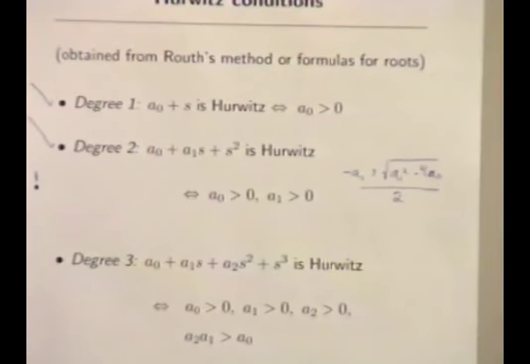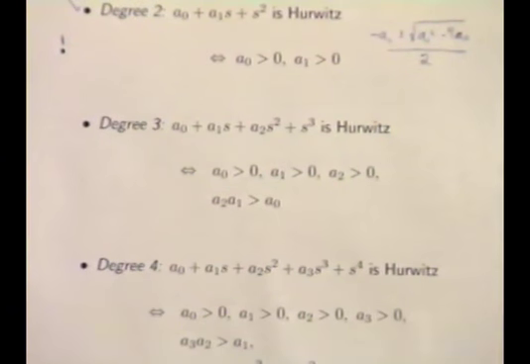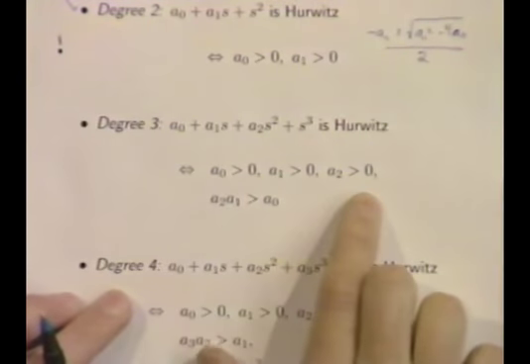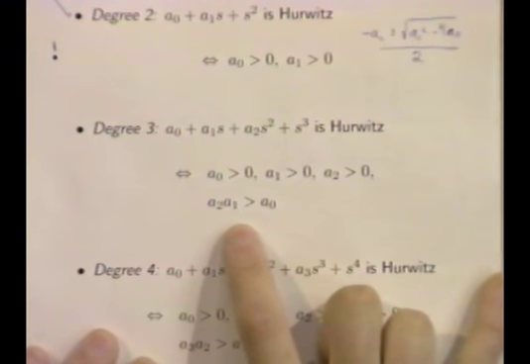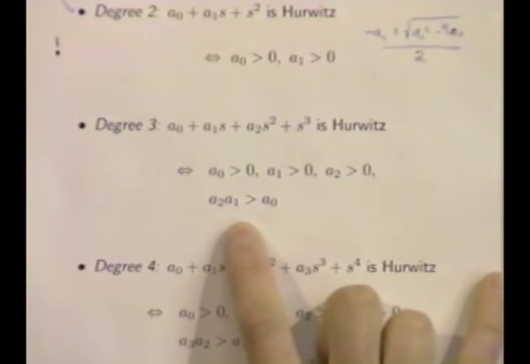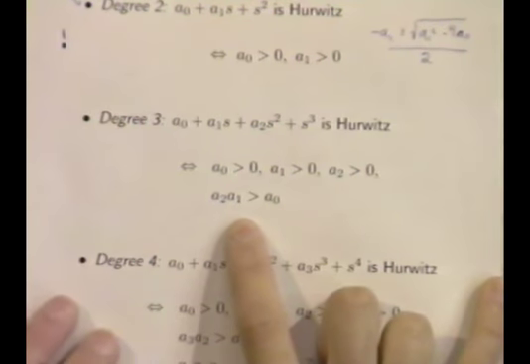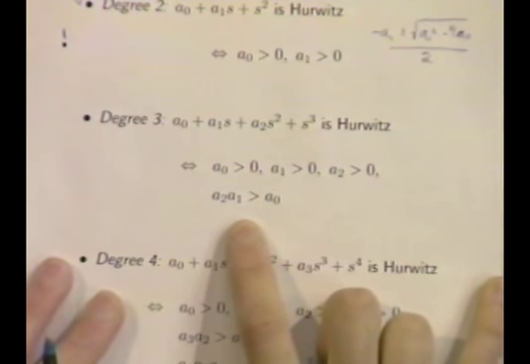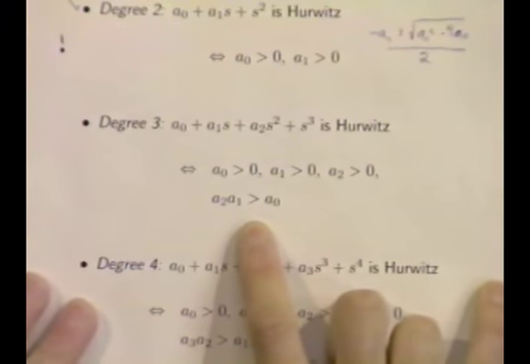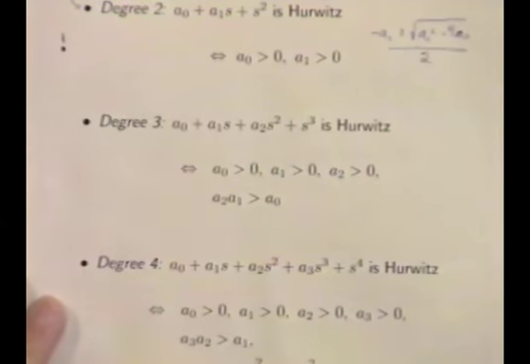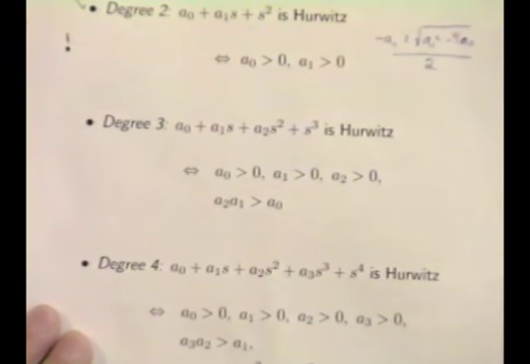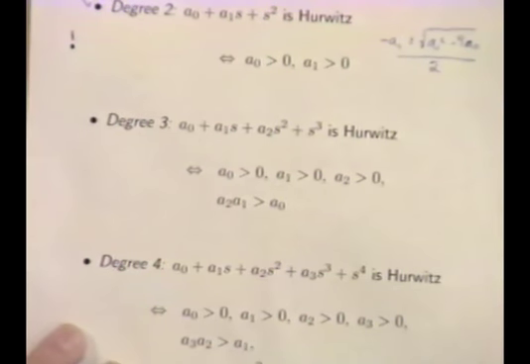And then let's move on to degree 3. Here we have the first non-obvious inequality. We have the obvious necessary conditions that the coefficients be positive, and we have this additional one. I'm not going to tell you where that comes from. My answer is it comes from Routh's method, and I hope you're okay with that. We'll see an example of this on the next page. For degree 4, again we have the necessary conditions and an extra set of inequalities, which are a little bit more complicated.